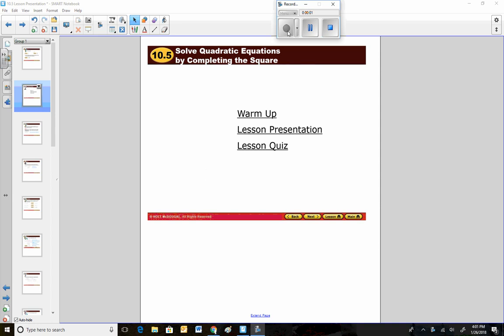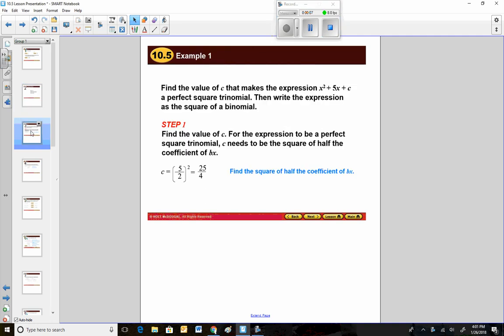Today we're learning about solving quadratic equations by what's called completing the square. Let's take a look at that. All right, here we go.